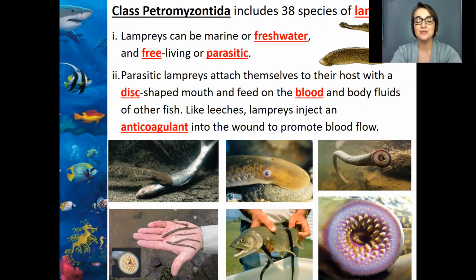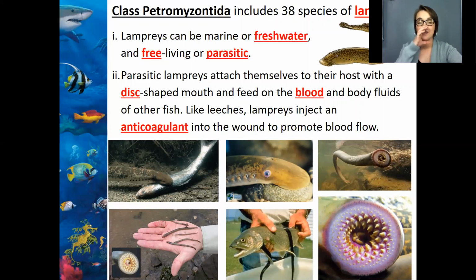And then our other type of jawless fish, these are going to be a lot more well known. This is going to be our lampreys. There are 38 species of them. Now, these can be marine or freshwater, and actually most of the time we're going to see them in freshwater habitats. These, unlike their cousins, are going to be free living or parasitic. We all know what that means. That means it's going to live off of a host, typically by attaching to them.